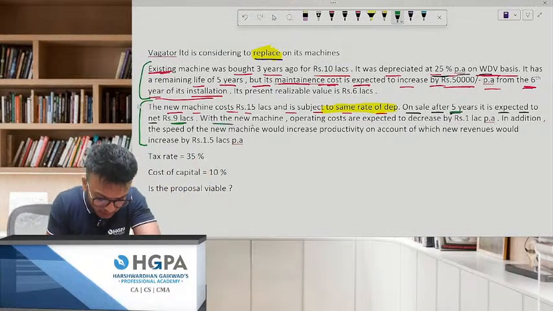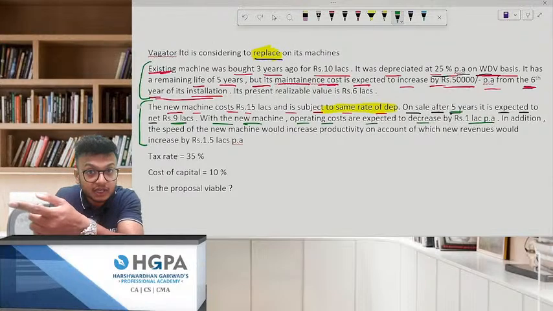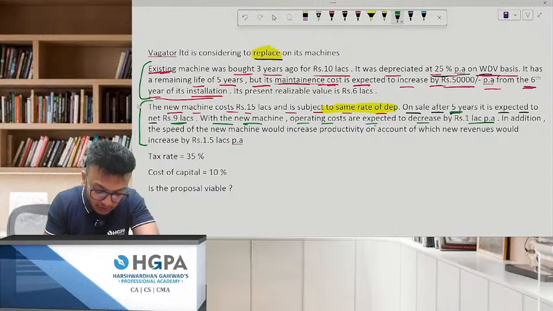Okay. With the new machine, operating costs are expected to decrease by rupees 1 lakh per annum. See what I'm trying to tell you. If you get the new machine, your costs are going to go down because of new technology. It's very brand new, so maintenance cost, everything is going to be very less. So they're telling you the costs are expected to decrease by rupees 1 lakh per annum.